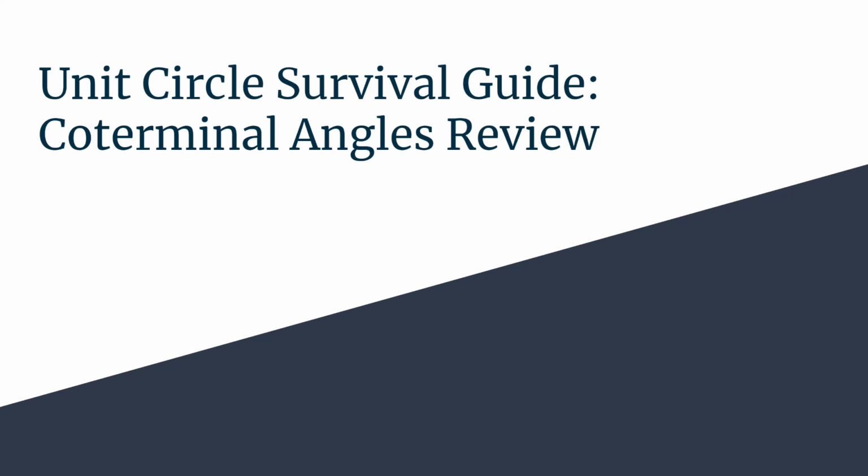In this video, we will review coterminal angles in both degrees and in radians. So an important thing to remember is that a full revolution of a circle in degrees will be 360 degrees, and a full revolution in radians is 2 pi radians.